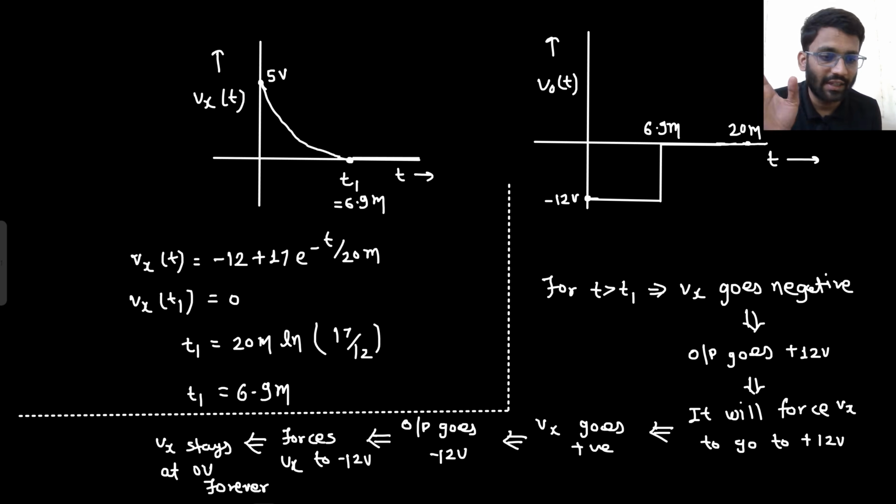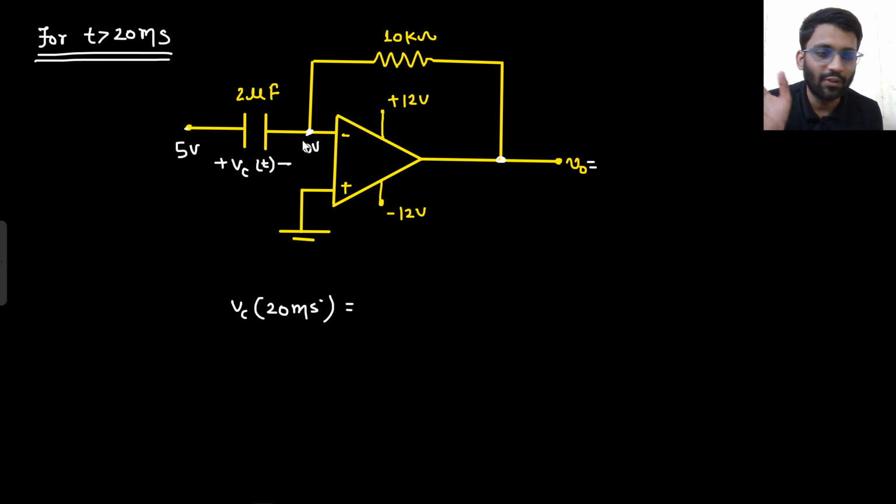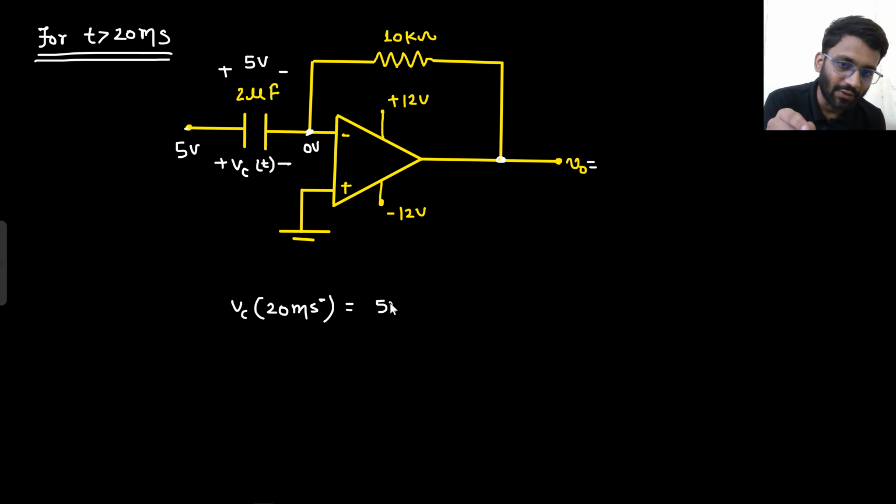We have drawn the waveform. The Vx node was at 0. And this 5 volt was present here. So this was charged to 5 volt, right? This capacitor was charged to 5 volt. There is no issue about it. Is there any doubt? No. The capacitor was charged to 5 volt. So your Vc at 20 millisecond minus was 5 volt, right?